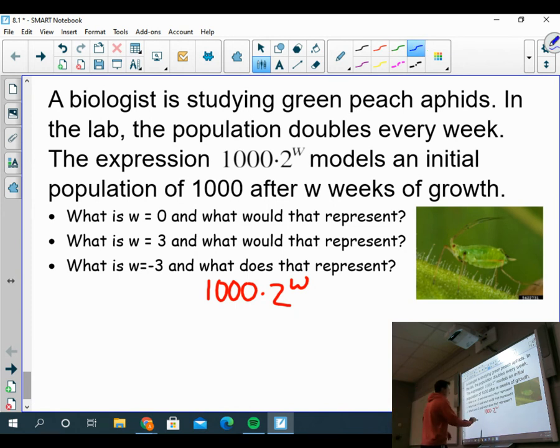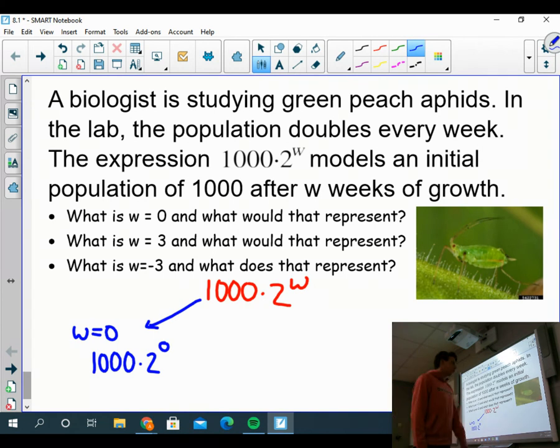Okay, so let's dive into this together. Let's first look at what w equals 0 represents. Well, as we've been doing with evaluating, we are going to simply plug in 0 for the w. And we can jump right into this because there's no simplifying necessary.